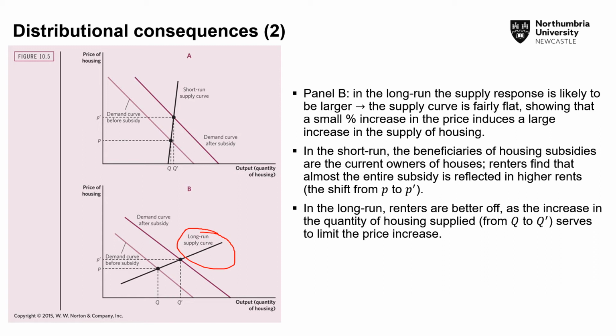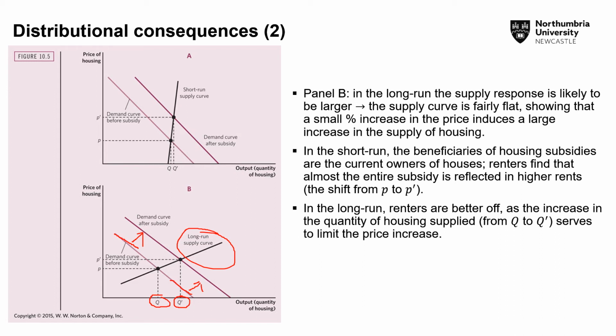So what happens if we provide a subsidy? Well, again, we have our initial demand curve, and now that initial demand curve shifts to the right. So demand shifts outwards. What is the result of that? The quantity of housing increases. Specifically, there are more people now that own houses.